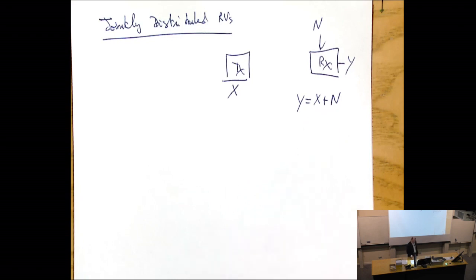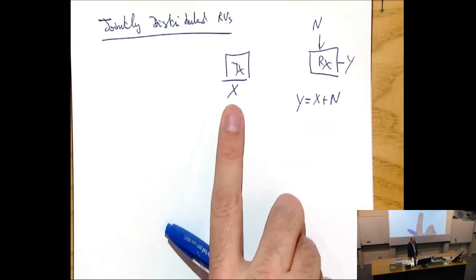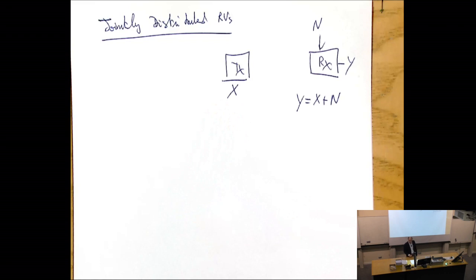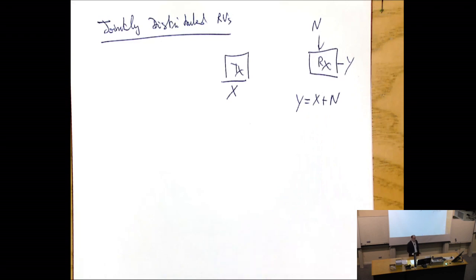Now in communication, x is modeled as a random variable. And why is it a random variable? Simply because you don't know the information that will be transmitted. You have 0 and 1, they come randomly. If everything is deterministic, you don't convey any information. You need some form of randomness in the message in order to convey information. So x is a random variable, and n is a random variable. So now you have the sum of two random variables.